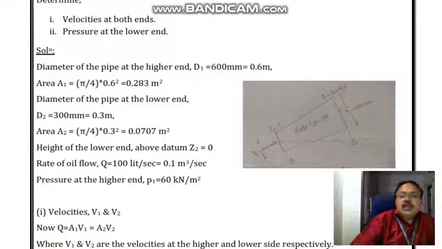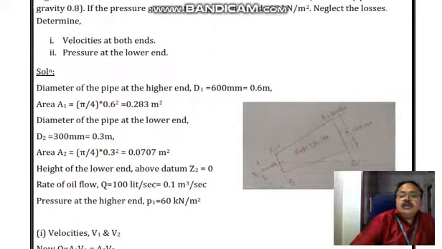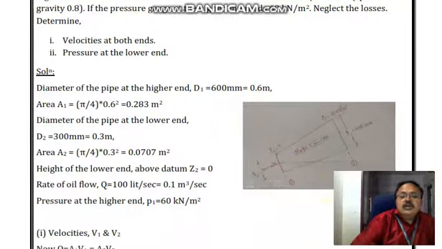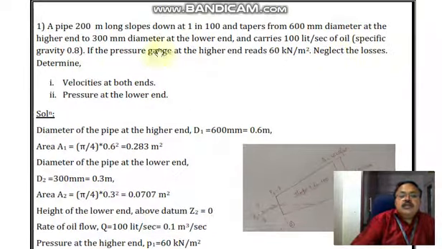So here the higher end, it is said that the diameter is 600 millimeter, and in the lower end, the diameter is reduced to 300 millimeter. And it is said that the slope is 1 in 100. So that is for 100 meter if I go horizontally, I am going 1 meter vertically.